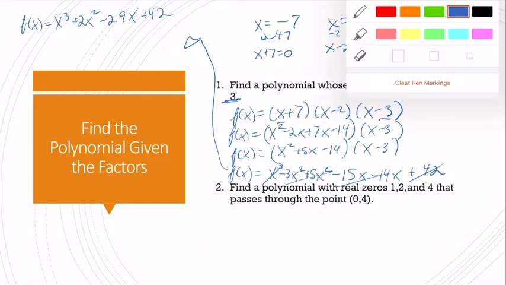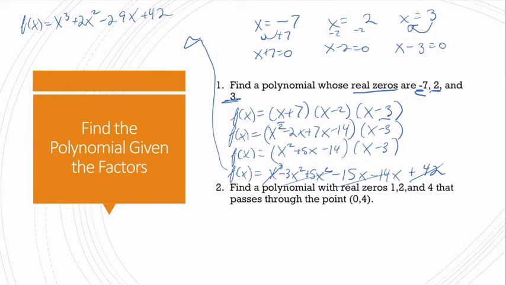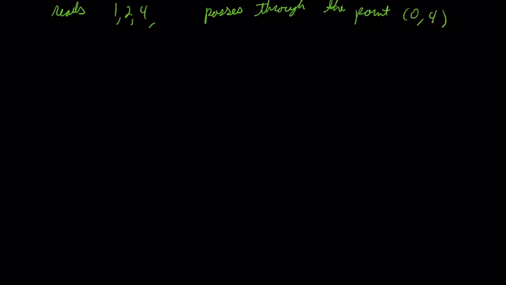Next, let's switch colors. I want to find a polynomial with real zeros 1, 2, and 4 that passes through the point 0, 4. So this is going to take a little bit more work. So I'm going to go ahead and switch this to an extra whiteboard. So my real zeros are 1, 2, and 4, and it passes through the point 0, 4. So when x is 0, y is 4.